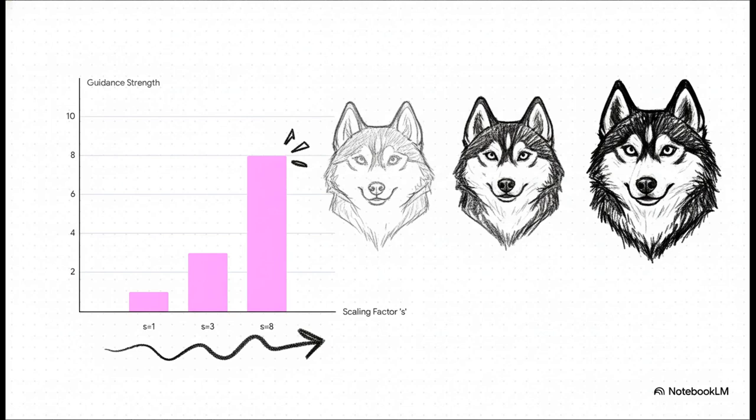So as we crank up the value of this S factor, the guidance gets way stronger. If S is set to 1, you get a result that's subtly guided. But as you push it higher, to 3, and then all the way up to 8, the image becomes much more sharply defined, much more obviously a husky. This S value is a key knob that artists and engineers use to fine-tune the final output.